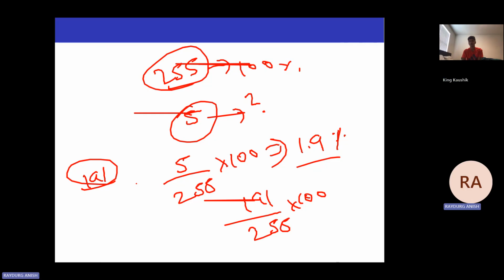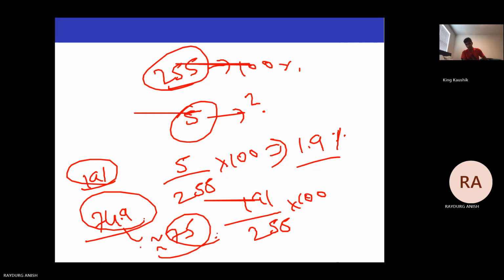0.749. To get it in percentage, you need to multiply with 100 again. You can directly shift the decimal point two places. So it's 74.9. What I want to tell is 74.9 is approximately 75. Now can you tell me what's 64?